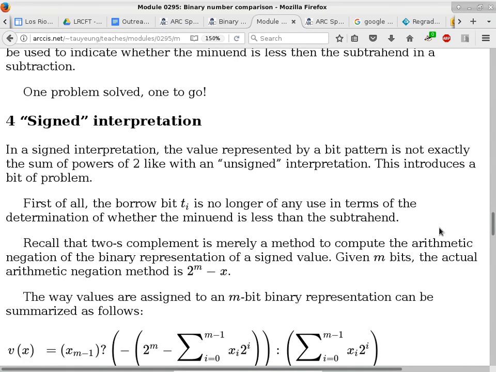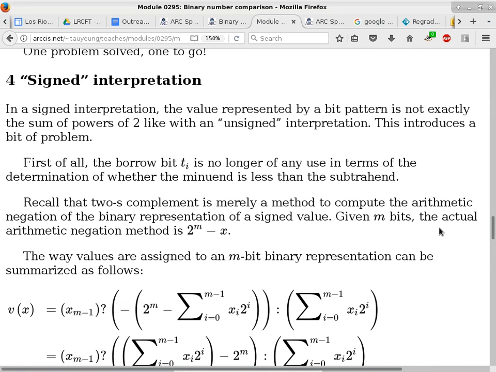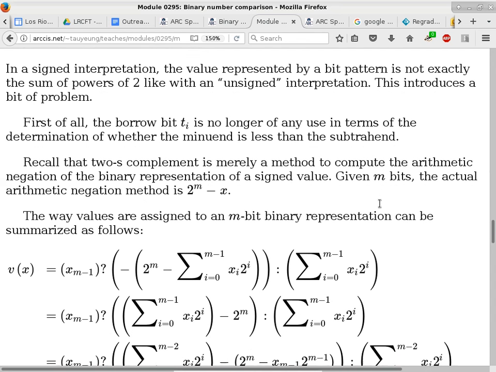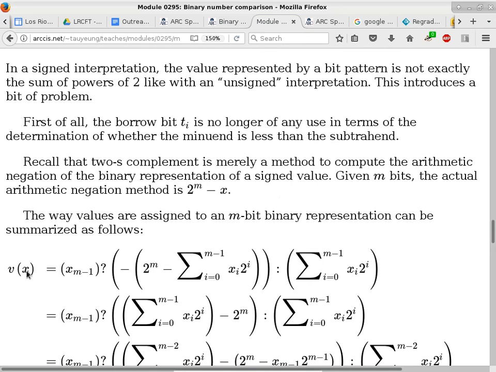Cool. So now we look at sign interpretation. Let's take a look at this notation here. Once again, we're using m to denote how many bits we are choosing to use for our representation. V of x, once again, is the value represented by the bit pattern x. But this time, the value involves an expression with what kind of operator in C and C++? The question mark and the colon? Ternary operator. And what does it do? It's an if then else.